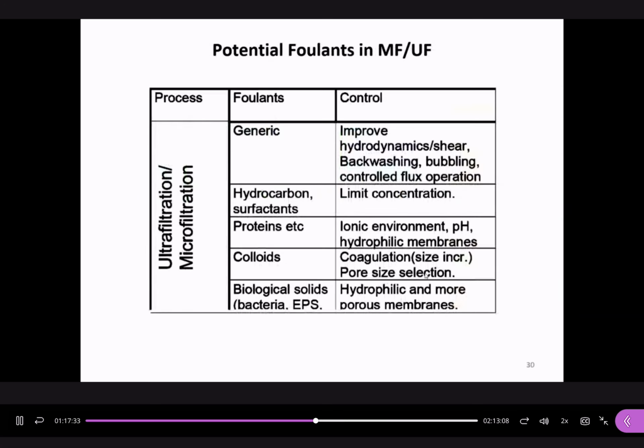We have different foulants, so we have different cleaning methods. Generically, we could do backwashing. We could do bubbling. We could control the flow pattern.